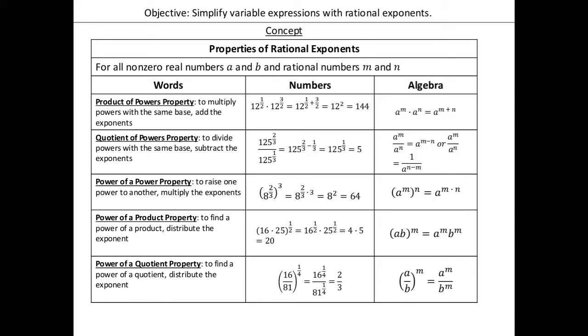So we have properties of rational exponents. It says for all non-zero real numbers a and b and rational numbers m and n, we have all of these different properties here, okay? So the product of powers property, meaning we already saw this one, a to the m times a to the n. The rule is to add the exponents, and that only works when you're multiplying powers with the same base. The rule is to add the exponents: a to the m plus n.